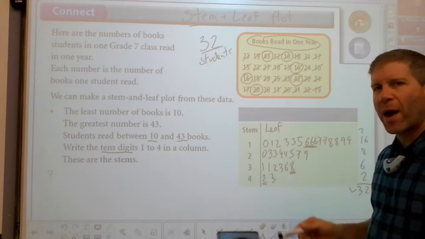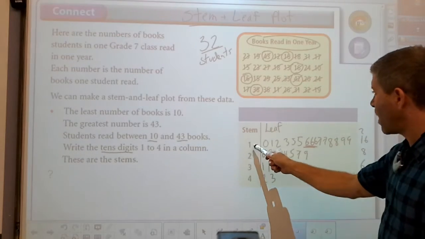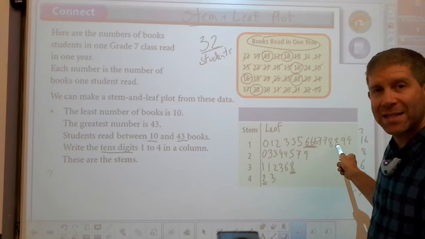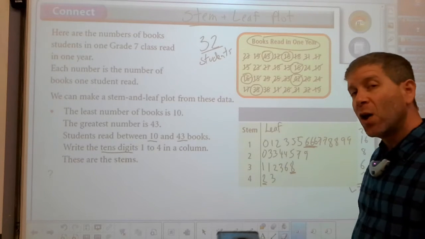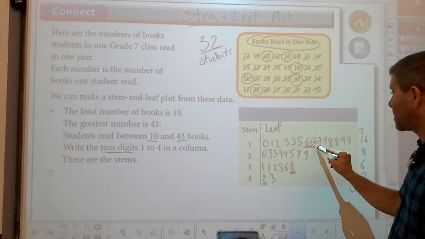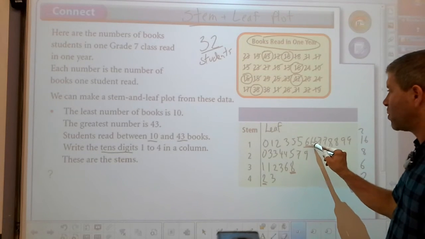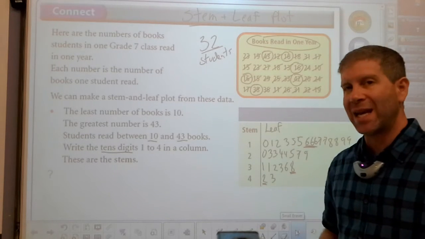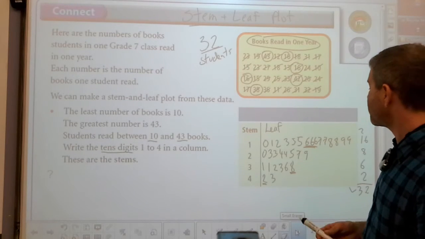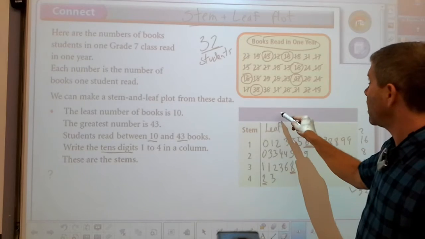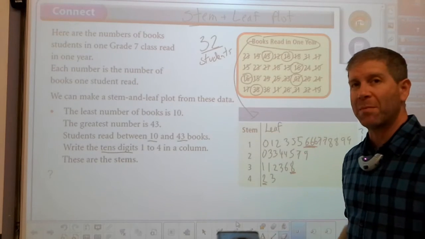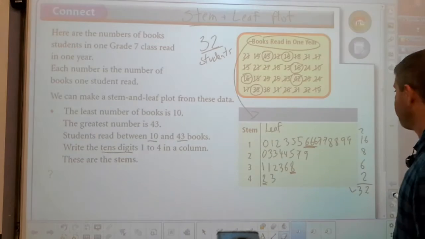So this is another way to represent the data, and we can see right away most students read in the 10s. That's one bit of information we can get. We can also get the mode very quickly here. We can see there are 3 6s, and that's the number that shows up the most. So our mode is going to be 16. So this is one interesting aspect of a stem and leaf plot. Now we would need a title here, and so you would want to write books read in 1 year for that stem and leaf plot over here.